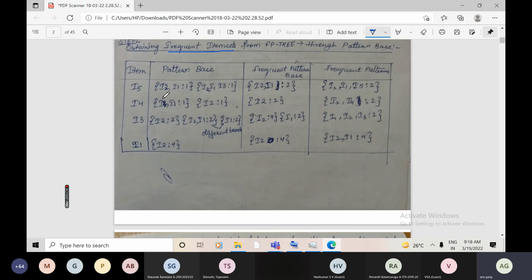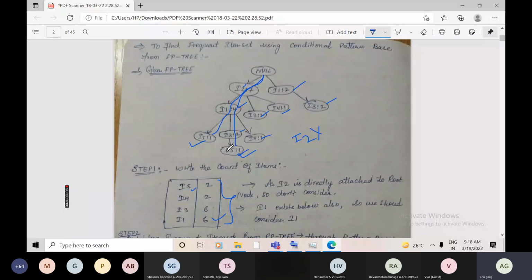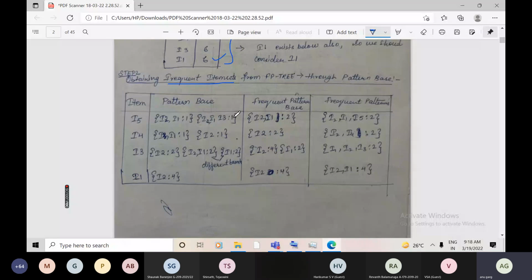We will write in a pattern what are all the branches that we have got: I2, I1, and you have to write support 1. How did this 1 come? If you see, I5 support in this branch is 1, and in this branch also it is 1. So for both the branches we have written support as 1. And the elements which are common here, I2, I1 and I2, I1, the support will get added, because one support from here and one support from here.